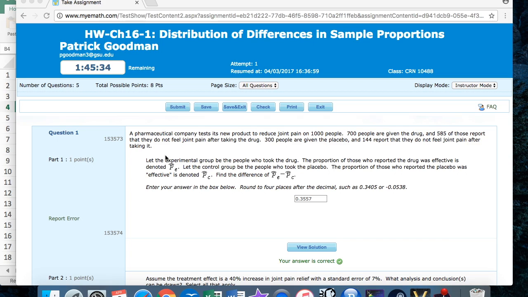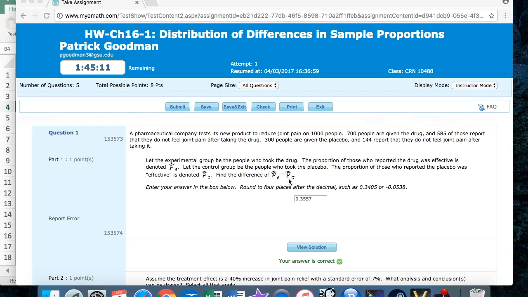But anyway, let the experimental group be the people who took the drug. The proportion of those who reported the drug was effective is denoted p hat sub e. And then let the control group be people who took the placebo. The proportion of those who reported the placebo was effective is denoted p hat sub c. So now we want to find the difference between p hat sub e and p hat sub c.